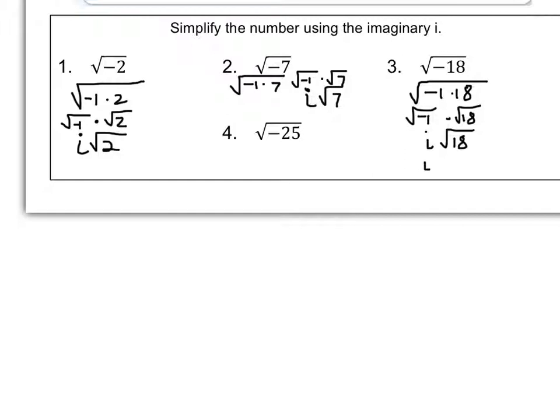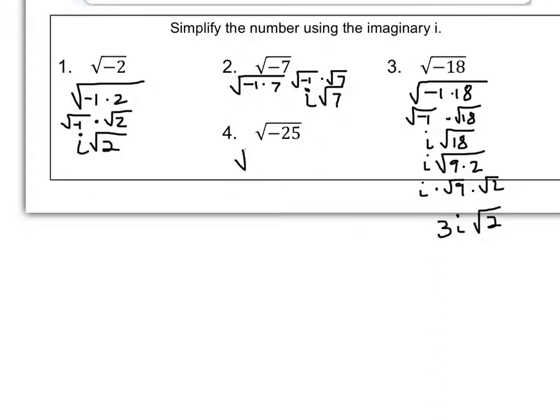So now I have i times the square root. The biggest perfect square that will go into 18 is 9 times 2. So now I have i times the square root of 9 times the square root of 2. What is the square root of 9? It's 3. So I'm going to move this 3 out front, make it 3 times i times the square root of 2. Okay. Anytime you have i and a number, you're going to treat i just like a variable. It's always going to go behind the number. Okay. All right, let's take a look at example number 4.